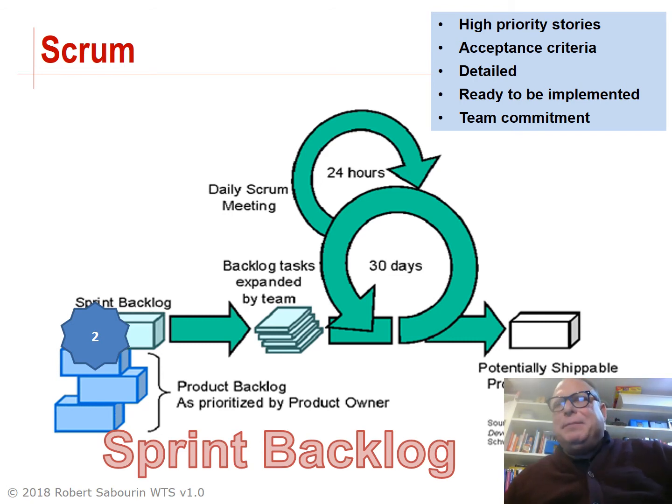The team is ready to implement stories in the sprint backlog or elements of the sprint backlog, and the team is committed to doing it. So the sprint backlog is a subset of the product backlog that the team is committed to implementing in the subsequent sprint.